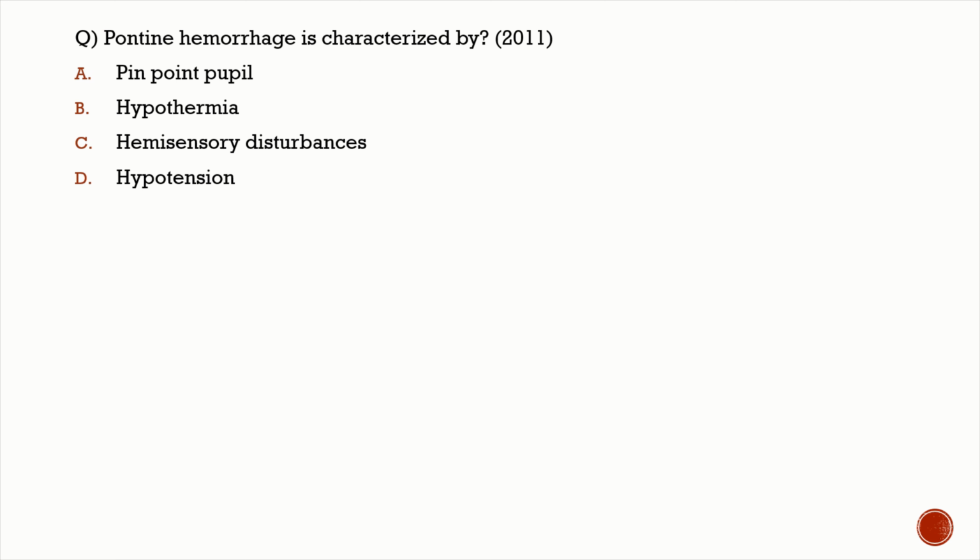Pontine hemorrhage is characterized by pinpoint pupil, yes. Hypothermia, no. You're going to have hyperthermia in pontine hemorrhage. Hemisensory disturbance, no. You're going to have quadriplegia. The predominant neurological issue here is going to be quadriplegia with bilateral corticospinal tract signs. Hypotension, no. The patient is going to have hypertension, very high BP. So the answer over here is going to be pinpoint pupil.